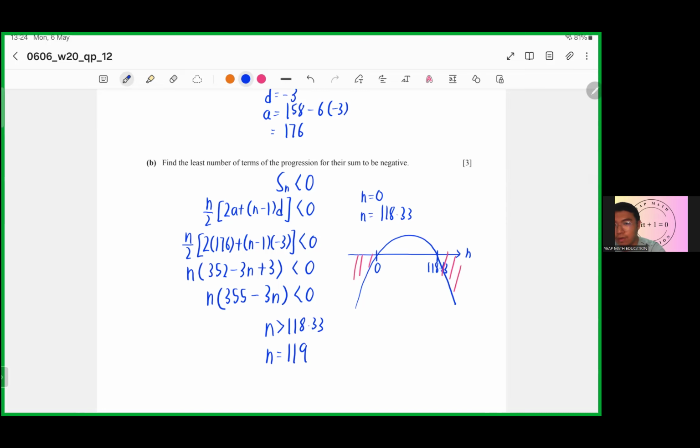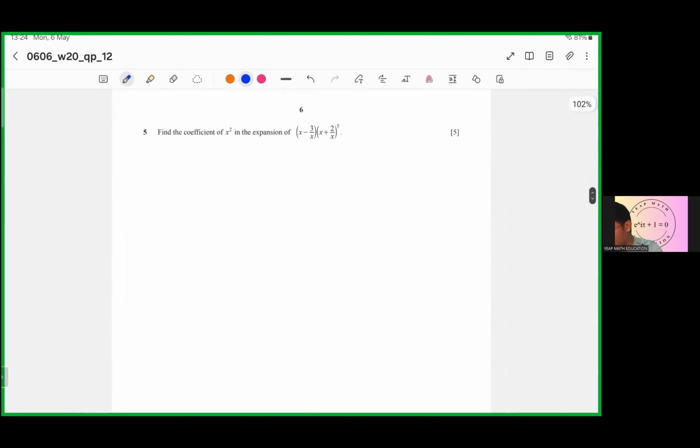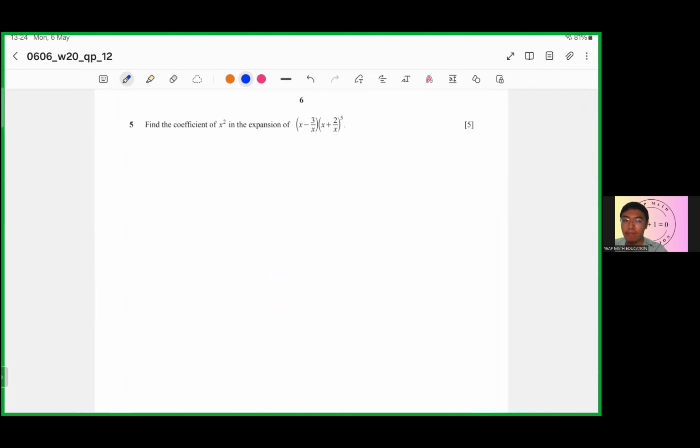So now we look at question 5. Find the coefficient of x squared in the expansion of bracket x minus 3 over x, and then bracket x plus 2 over x to the power 5.